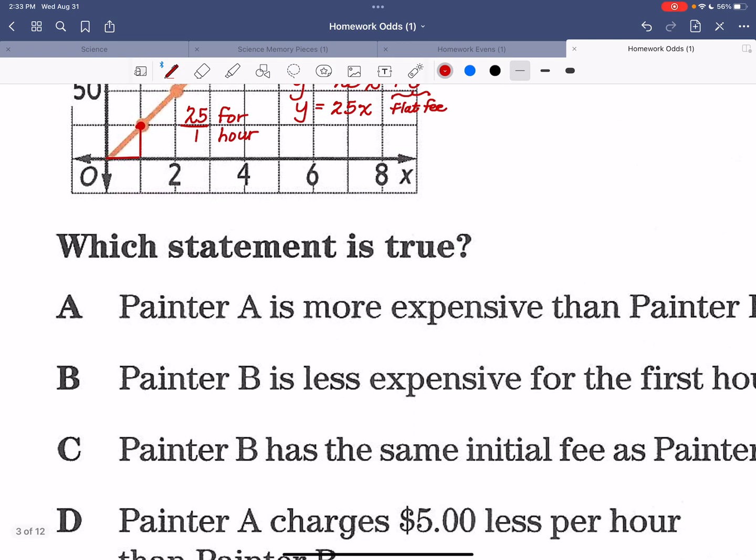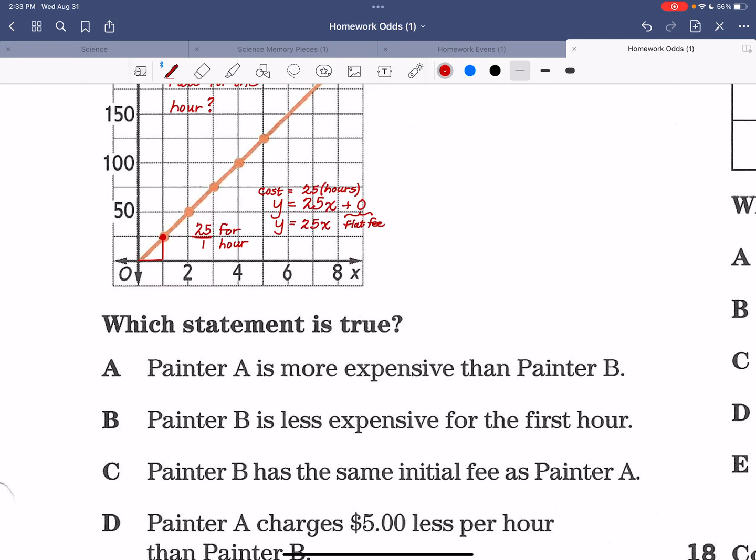So which statement is true? Painter A is more expensive than painter B. That is not true. Painter A is $10 cheaper than painter B. Painter B is less expensive for the first hour. That's not true because each of them charge a flat hourly rate.